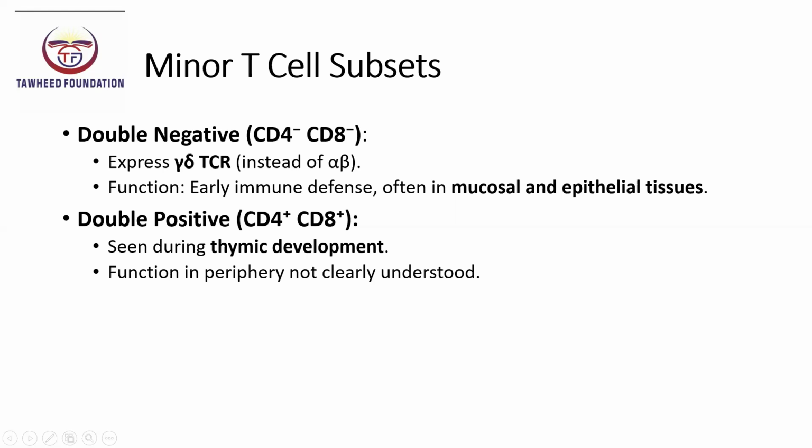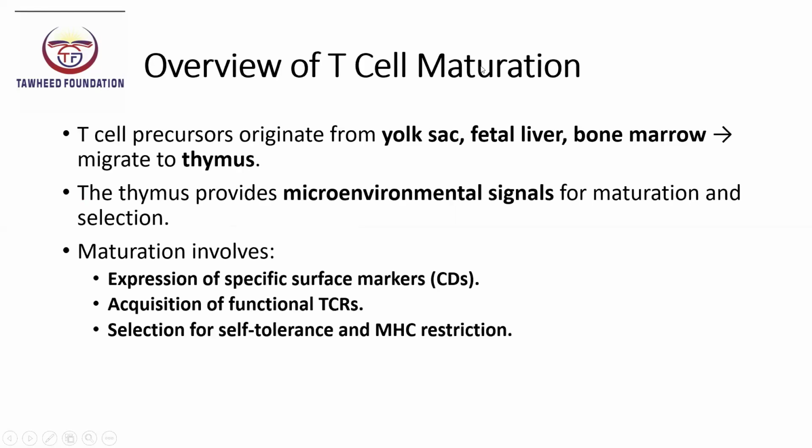Double positive, CD4 plus, CD8 plus cells are mostly present during thymic development and their function in peripheral tissues is not fully defined. These minor subsets highlight the diversity of T cell functions in both central and peripheral immunity. Next is overview of T cell maturation.